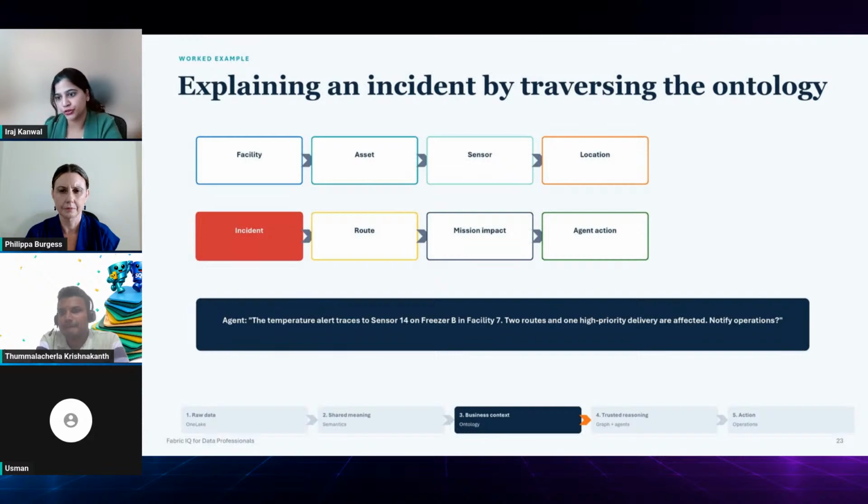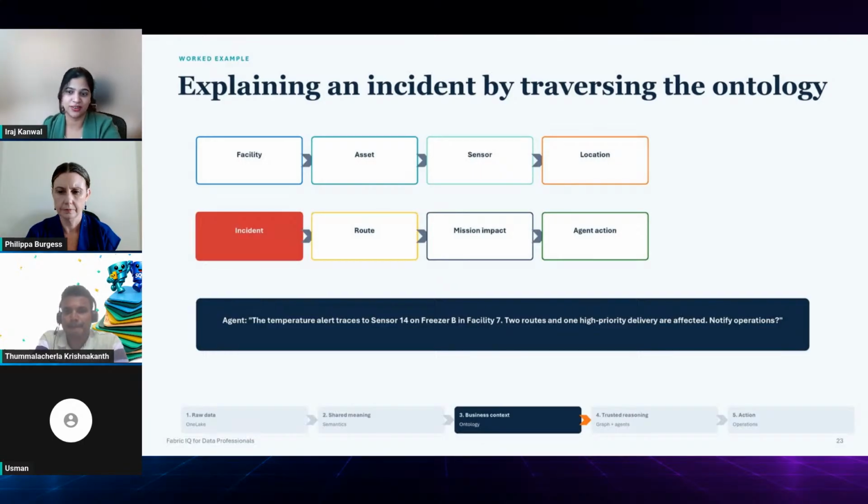Now an agent has to reason from a raw signal to the business consequences. Without the ontology, the agent might just reason across the sensor telemetry and say that sensor 14 is over threshold. It is useful but incomplete. With the ontology, the agent can say sensor 14 on freezer B, which is an asset, in facility 7 is over threshold. This affects two routes and one high priority delivery. Recommended action: do you want to notify our operations team and check the backup capacity?